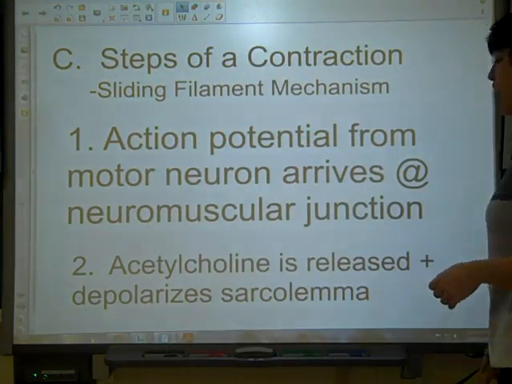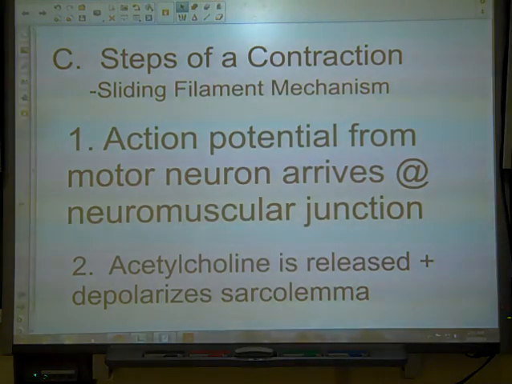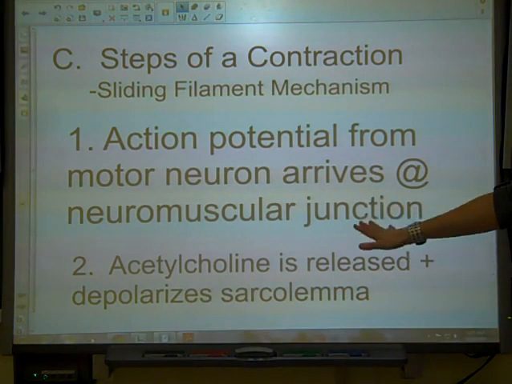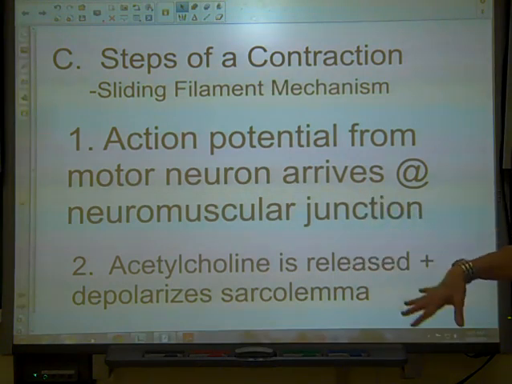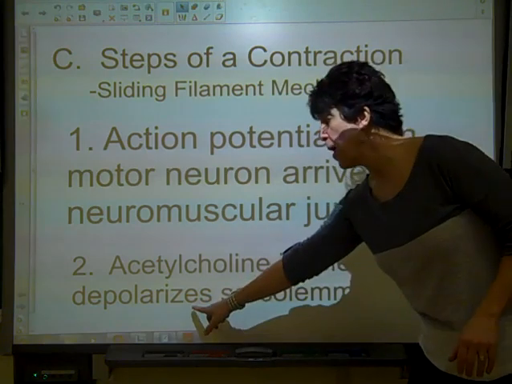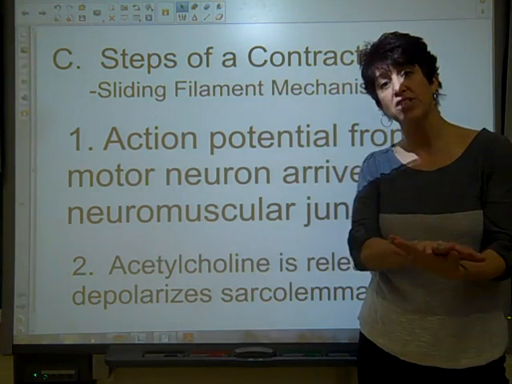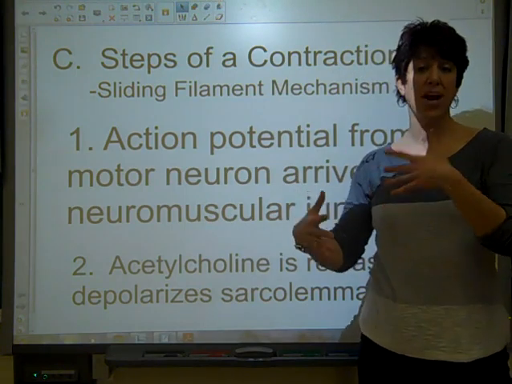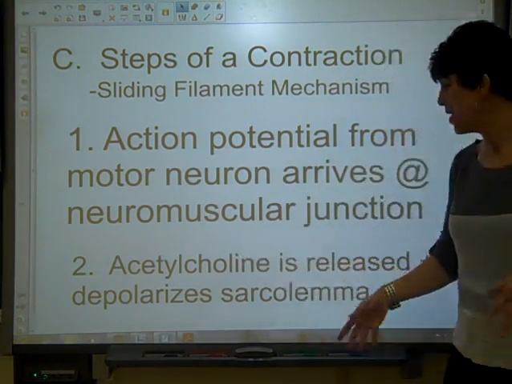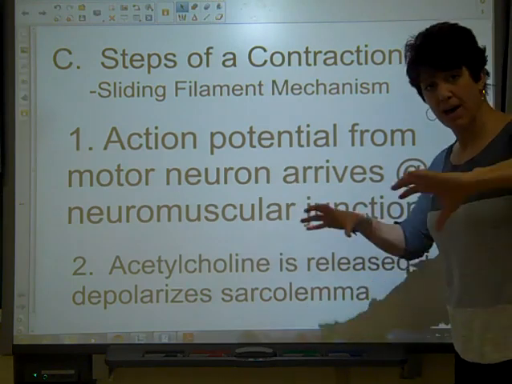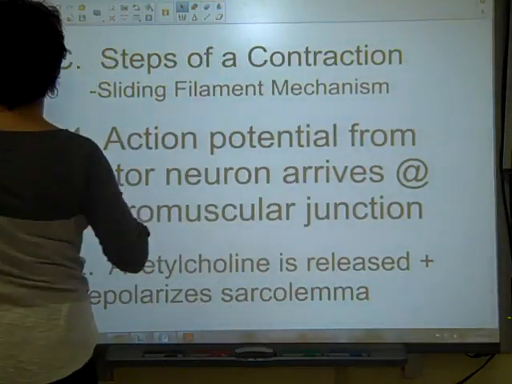Acetylcholine is our neurotransmitter for voluntary skeletal muscles. So acetylcholine is a special neurotransmitter that is released and it depolarizes, so it changes the charge. Instead of it being a negative charge inside of the muscle cell, it's going to depolarize it, make it go closer to 0. And our sarcolemma, again, was the membrane of our muscle cell.